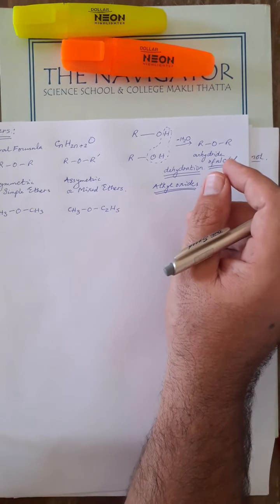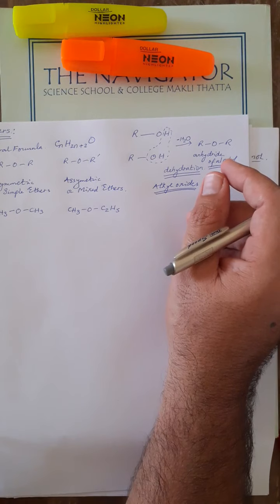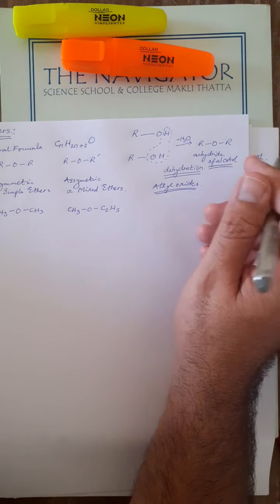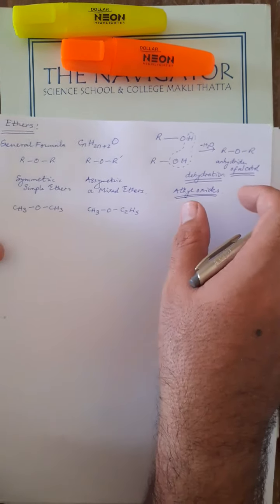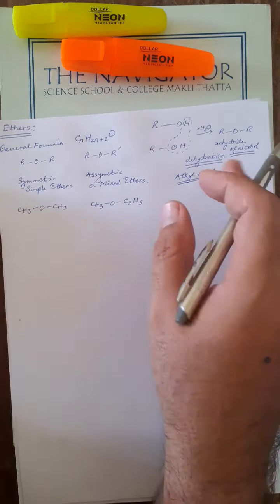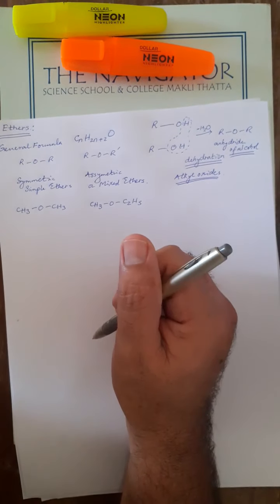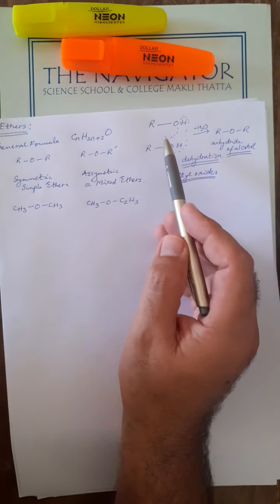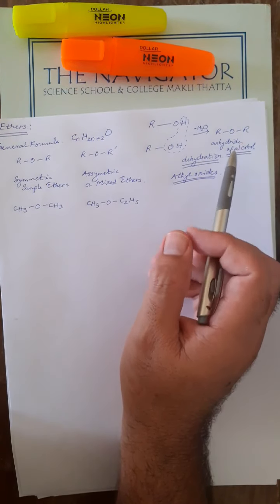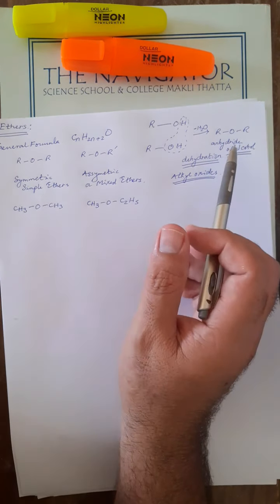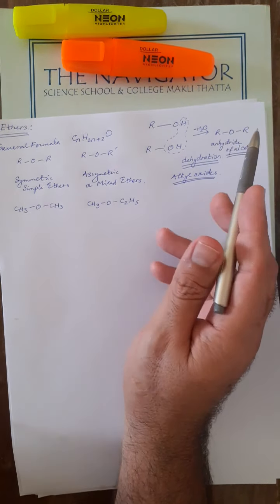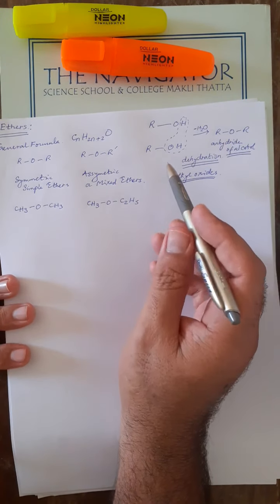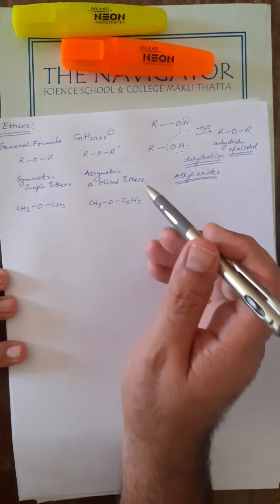All right, I hope you have understood the definition of ethers. I'll repeat for you. Ethers are those organic compounds which are represented by the general formula of ROR, or ROR', or CnH2n+2O. They are the anhydrides of alcohols. They are produced when two molecules of alcohol release water, and upon dehydration, they form the ethers.